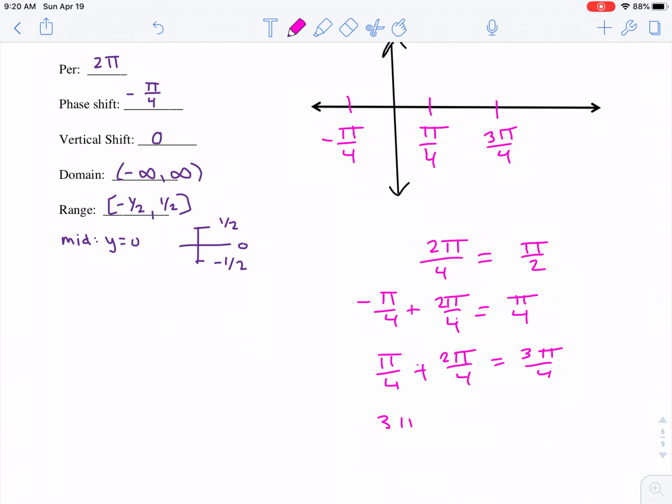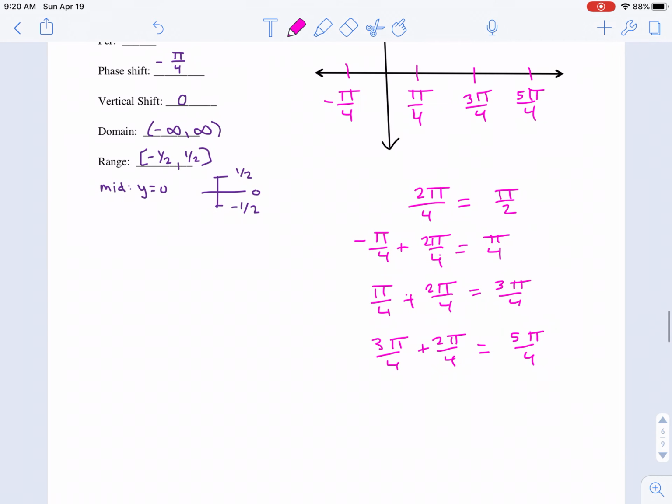I'm going to take 3 pi over 4, add 2 pi over 4 again, right? That 2 pi over 4, that's the interval that we're going to add every time. So that's 5 pi over 4. And I'm going to check and see, do I have the right number of intervals yet? 1, 2, 3. No, not yet, right? I need 4 of those intervals. So 5 pi over 4 plus that same interval length every time gives me 7 pi over 4.